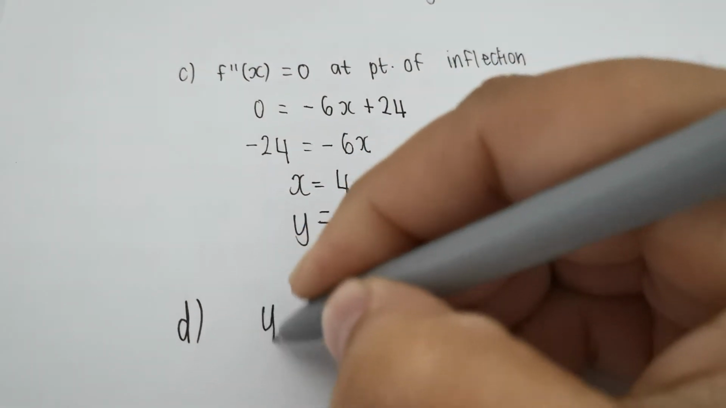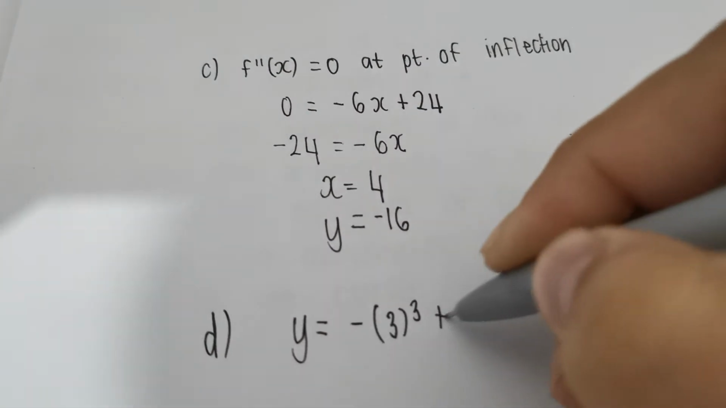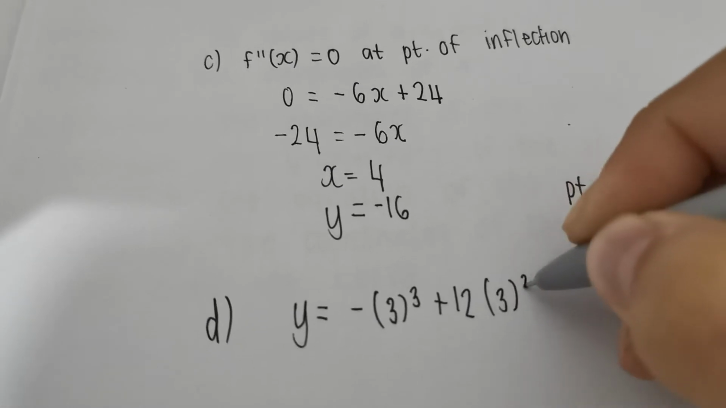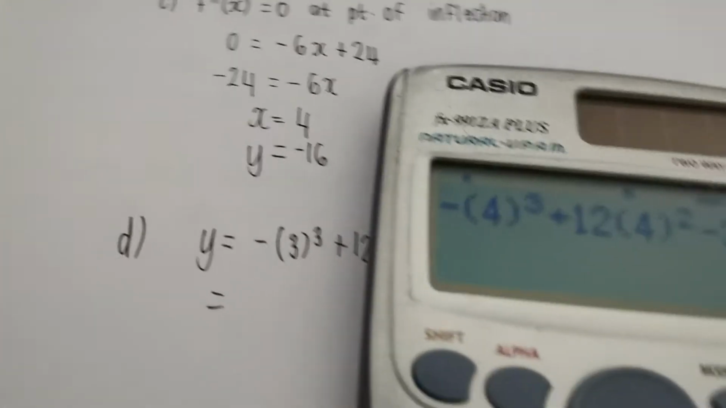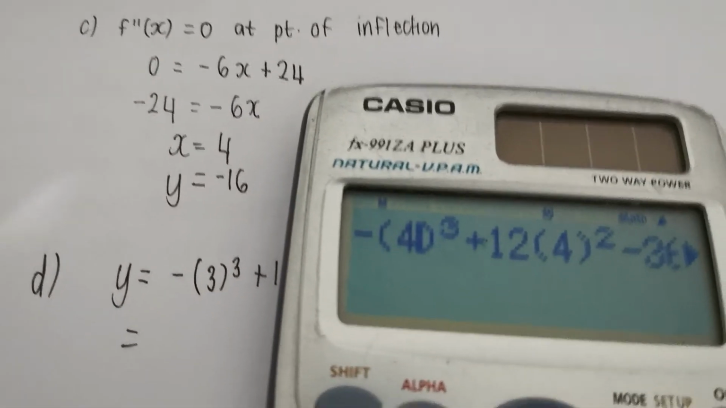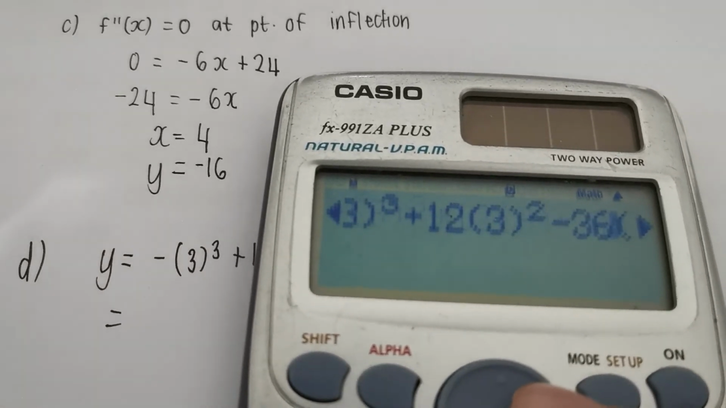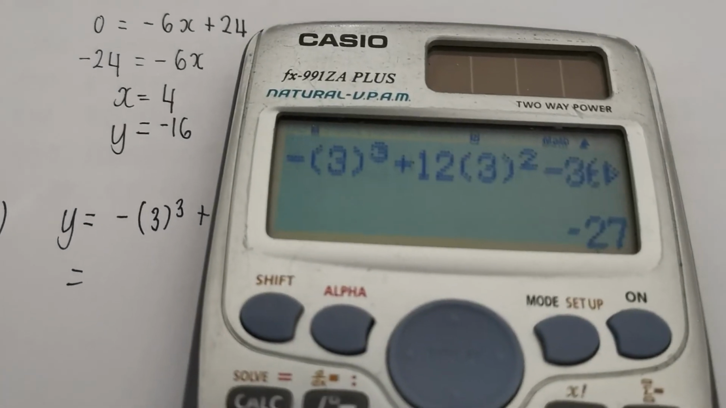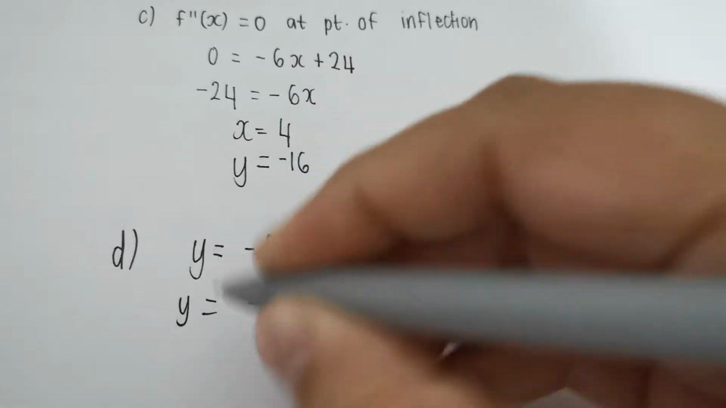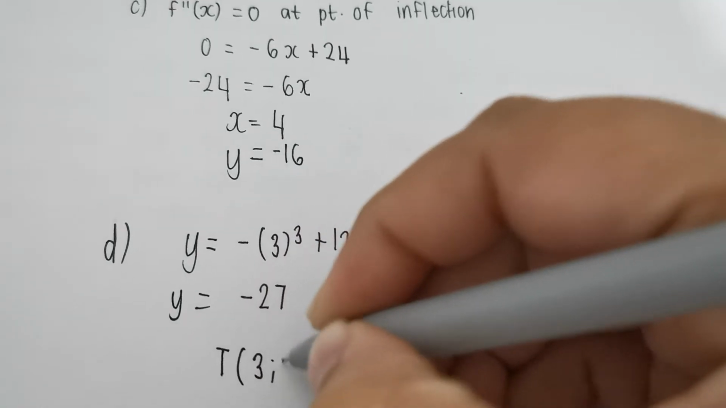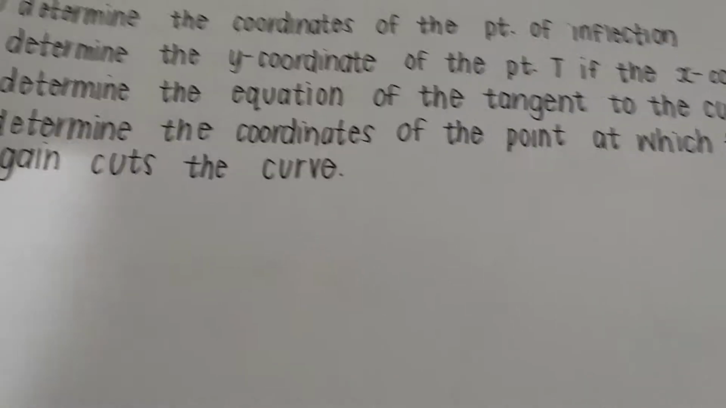So we're going to say, okay, I'm going to just change this now to 3. Negative 27. I'm writing down the point. It's 3 and negative 27. That's point D. Next question.